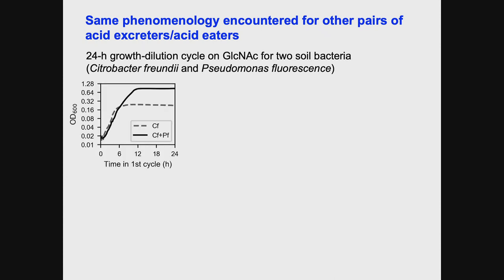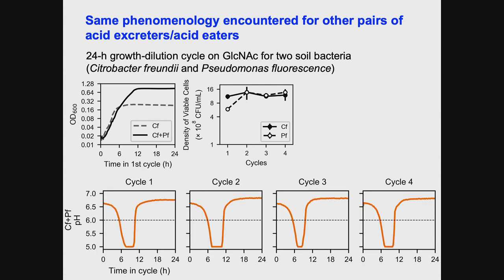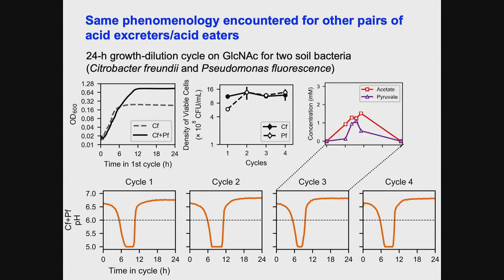We do the same kind of thing. This is monoculture growth. They both grow fine for a while, actually at a similar rate. If you do these growth dilution cycles, they reach a steady state, a stable cycle. If you look at the pH, which is very easy to measure, you see this dip. We got the strains from Alvaro's collection, some that preferred glucose and some that preferred acid, and just put them together. If you look into what's happening, you see the excretion of pyruvate and acetate during the middle of the cycle.